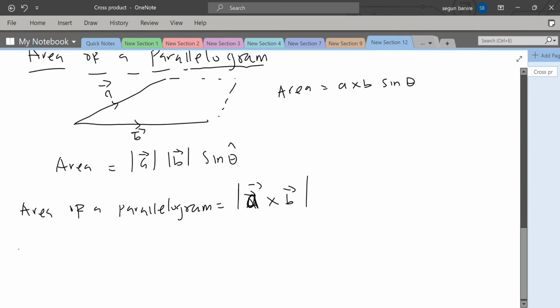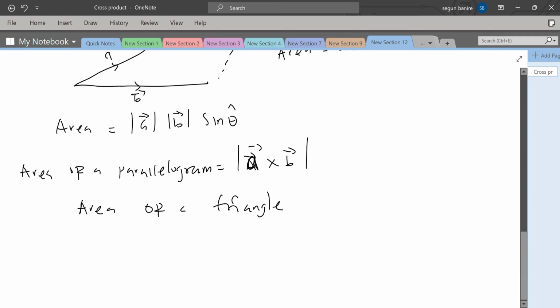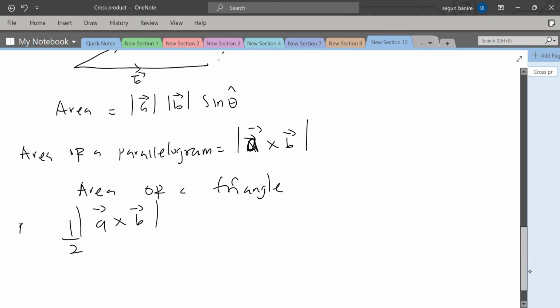Okay, so without wasting time, let's talk about the area of a triangle. A triangle is half of a parallelogram. So the area of a triangle is given as A cross B, then you divide it by 2. So this is the area of a triangle. If they ask you to calculate the area of a triangle, this is it, and this is the area of a parallelogram. So that is it.